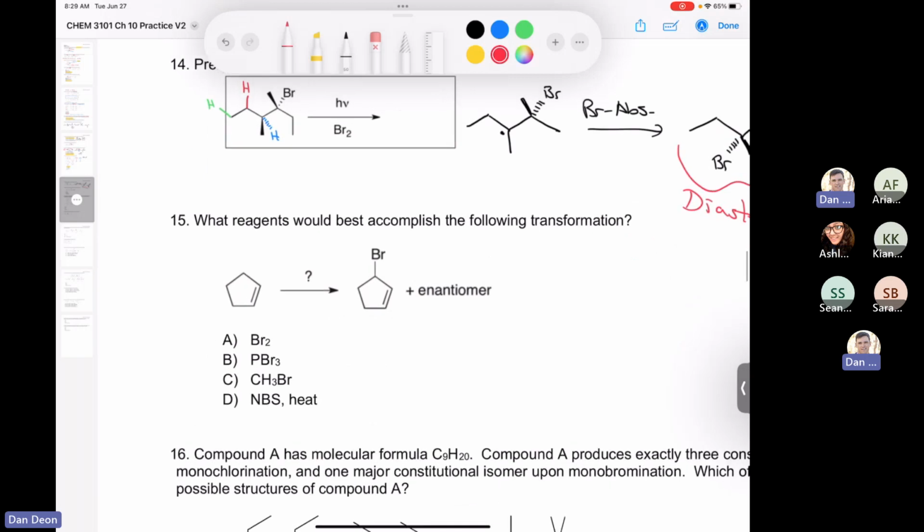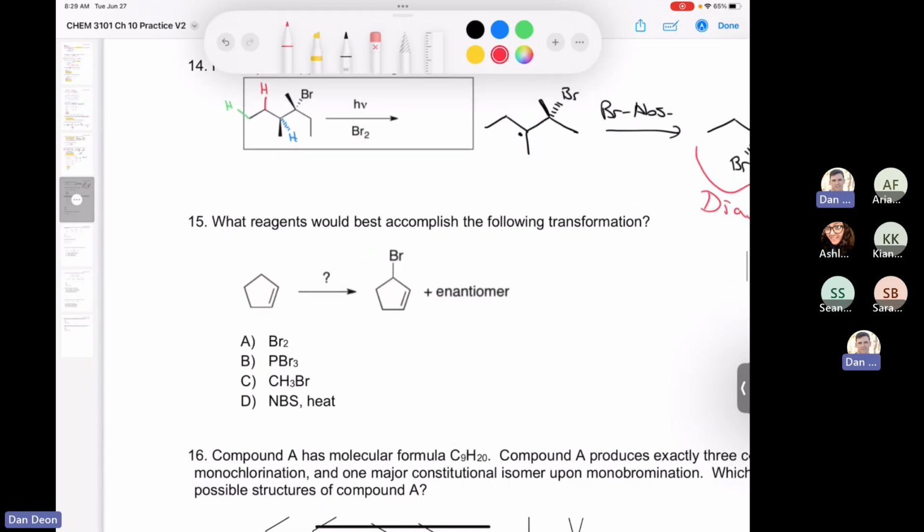All right, what reagents would you use to do this reaction? Well, you probably noticed that we're doing a bromination, but it's at an allylic position. So this is an allylic bromination. So I'll do blue here. Allylic bromination. All right, and if we want to do an allylic bromination, does anybody remember which one of these reagents would be the best choice?